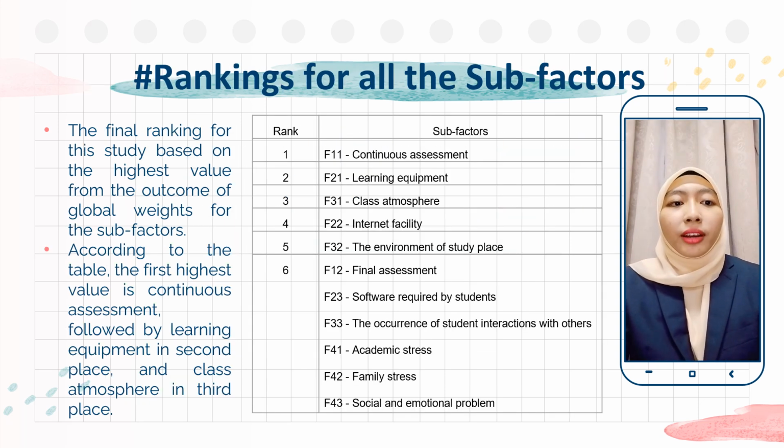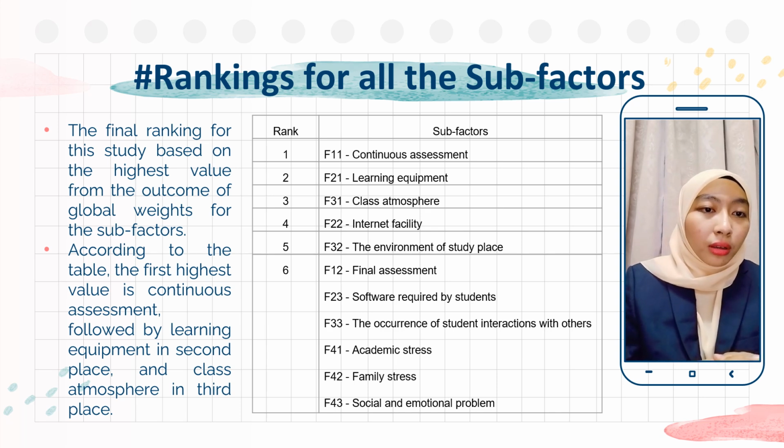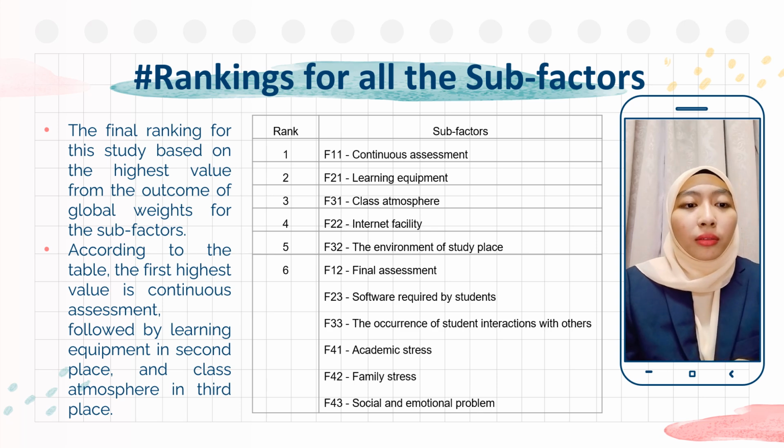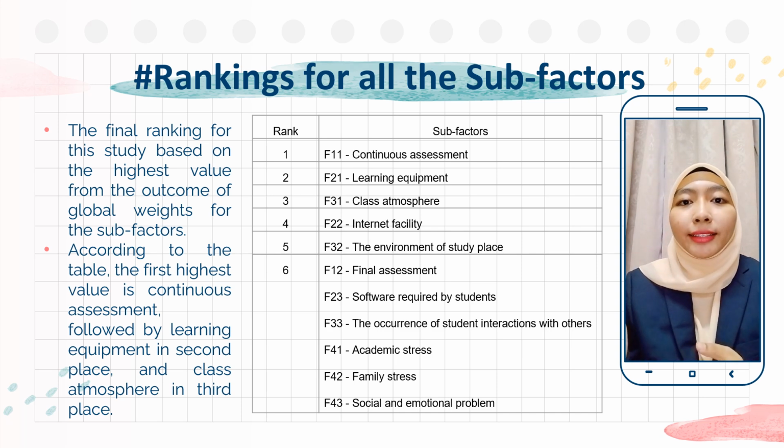The last one, rankings for all the subfactors. The final ranking for this study is based on the highest value from the outcome of global weights for the subfactors. According to the table, the highest value is continuous assessment, followed by learning equipment in second place, and class atmosphere in third place. So I have already made the ranking from 1 until 6. So you all can refer to the table on my right.